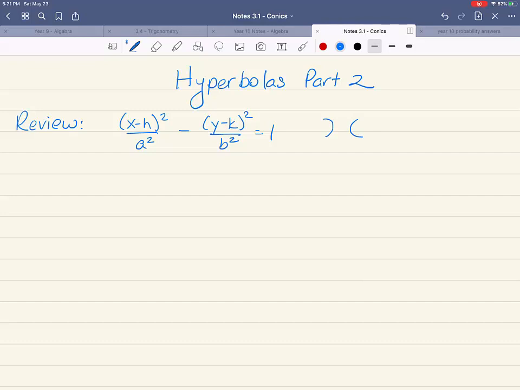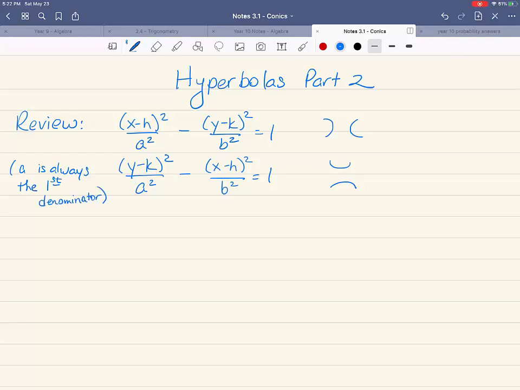That's how you know. In order to do the one that opens up and down, you don't switch the a and the b, you switch the numerators because the y fraction has to be the positive one. So this one is y minus k squared over a squared minus x minus h squared over b squared equals 1. Now notice this time a is not always bigger than b. A is always the first denominator.